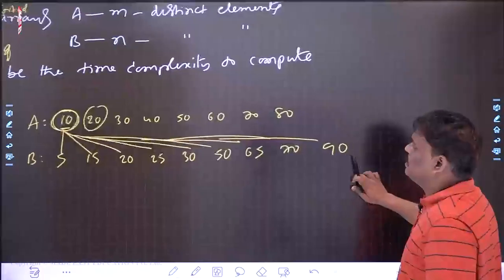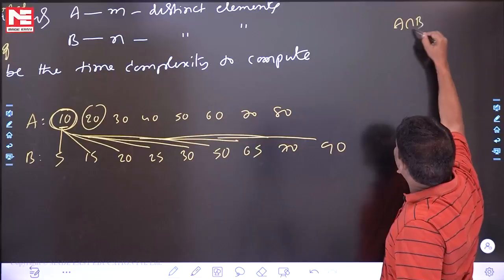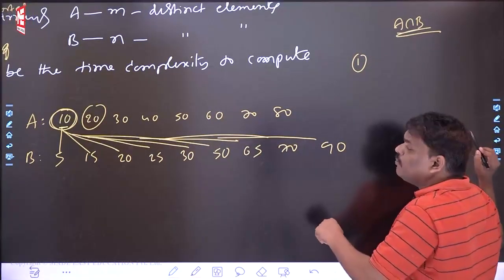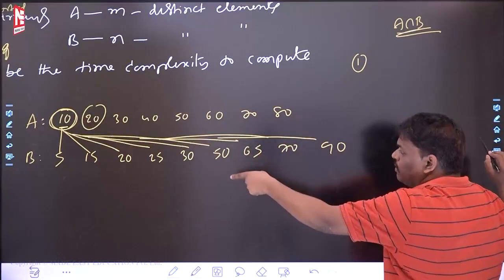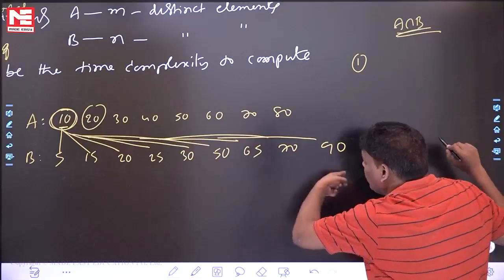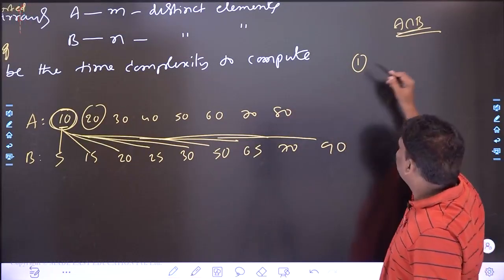Now I am writing. See the time complexity to this problem, intersection. One answer is, linear search you can do. How many times? For every element of A, do linear search in the B. The linear search you are doing is in the B array. Please be careful, B array. B array contains how many elements? N. So this is the answer.